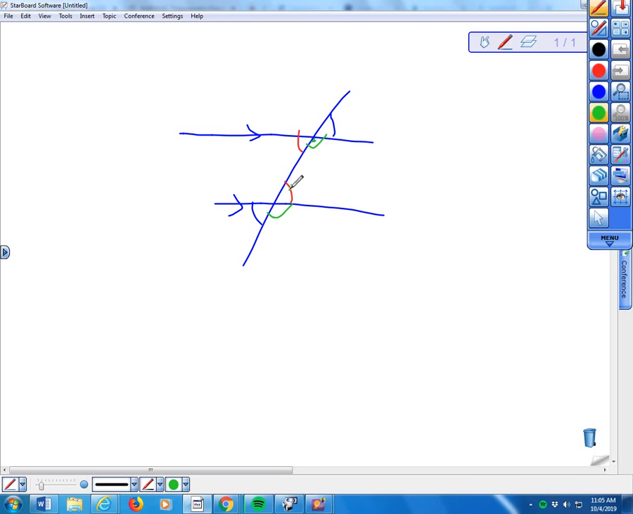That's all it means: if you find two angles that are alternate interior, alternate exterior, or corresponding, they're congruent. Two that are same side interior are supplementary, meaning their sum equals 180.